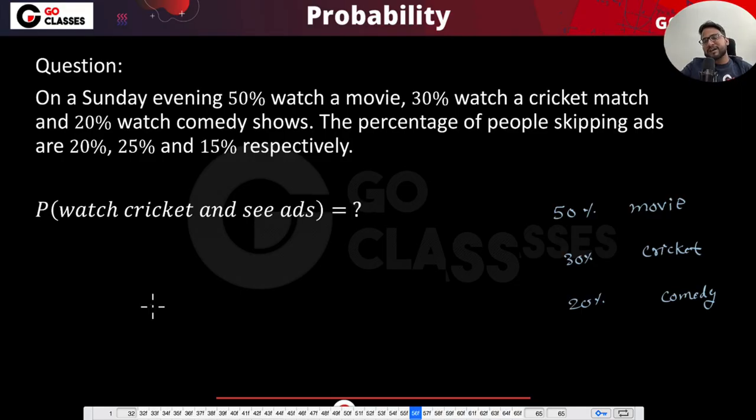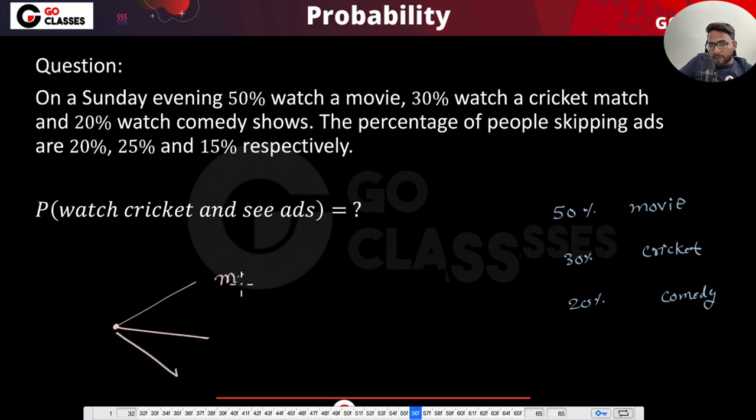First, can you skip the ad without watching something? Obviously no, right? So the natural sequence of events you need to find out is, first, you need to pick one of them, whether you are watching a movie, a cricket match, or comedy. Then you go to the next event, which is skipping the ad. So let's start with the very first event, which is watching the show.